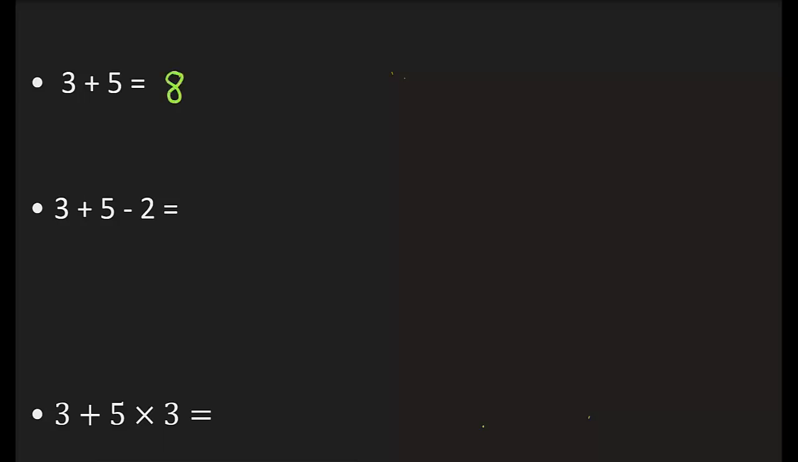In the second example, it's written 3 plus 5 minus 2. Now, there can be two ways in which we can solve this. In the first way, we can just write 3 plus 5 minus 2. So that means, first let's add 3 plus 5, which is equal to 8. And now we will also minus 2 from it. Now 8 minus 2 is equal to 6.